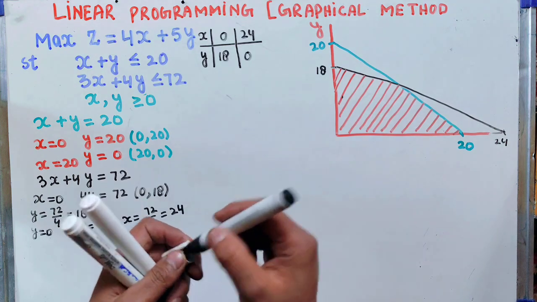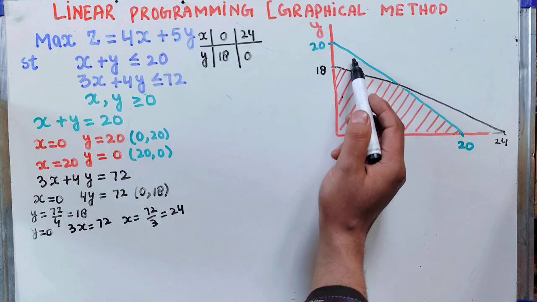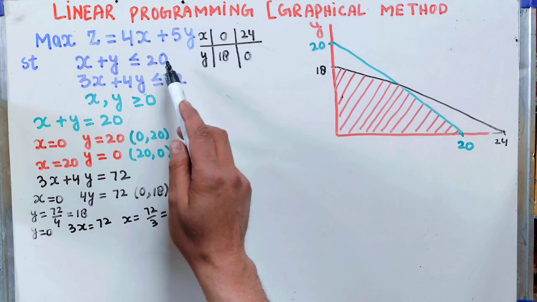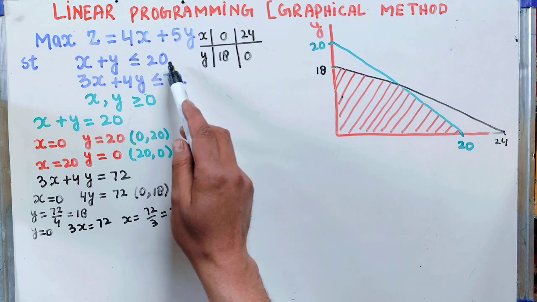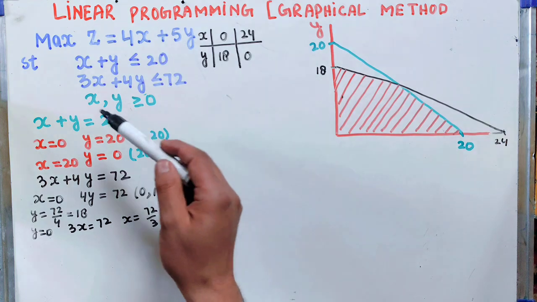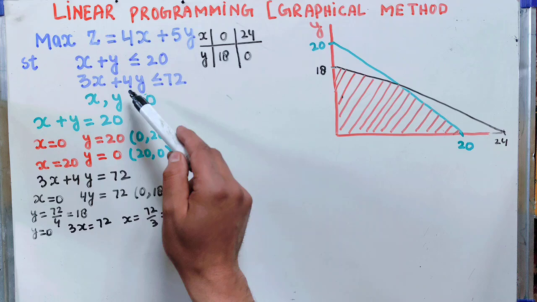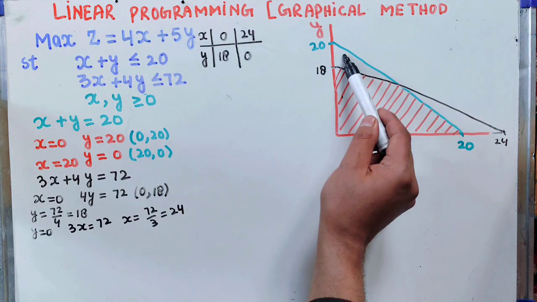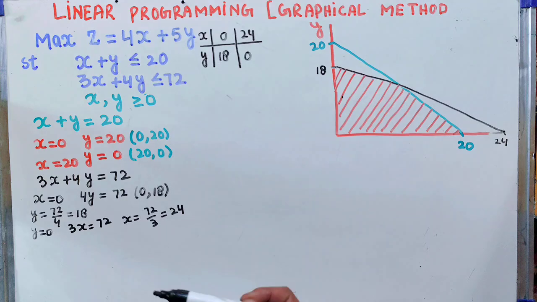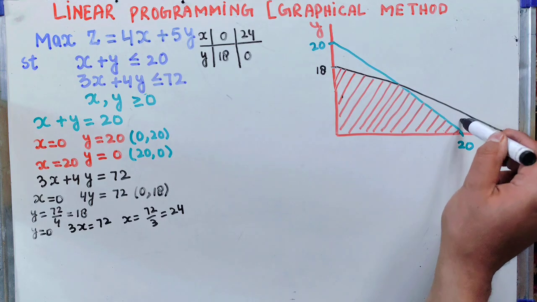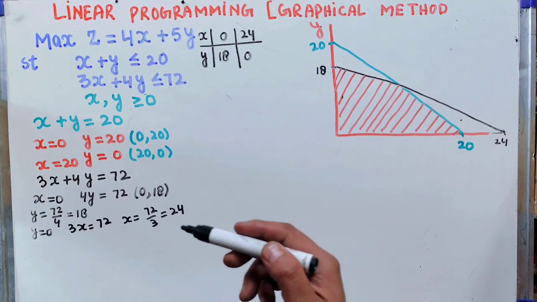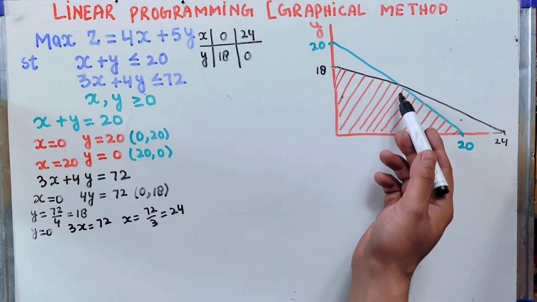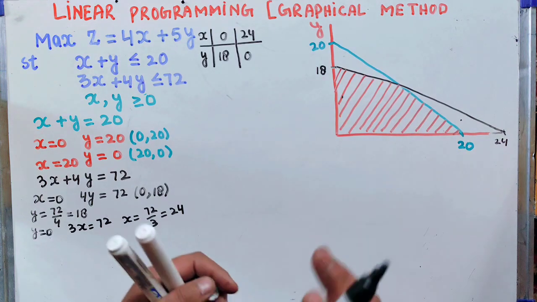So this cannot be our feasible region, because at this point we have x plus y should be less than or equal to 20, but we have another constraint, 3x plus 4y is less than or equal to 72. So this cannot fulfill both the constraints. Similarly, this area does not fulfill both the criteria for the given two inequalities. So the only feasible region is this area.